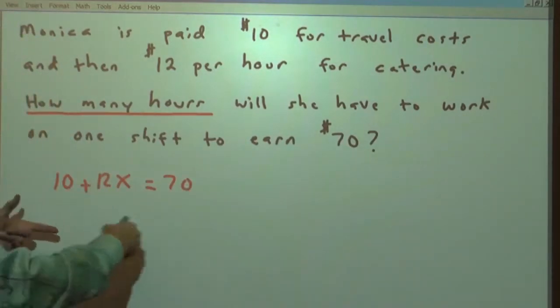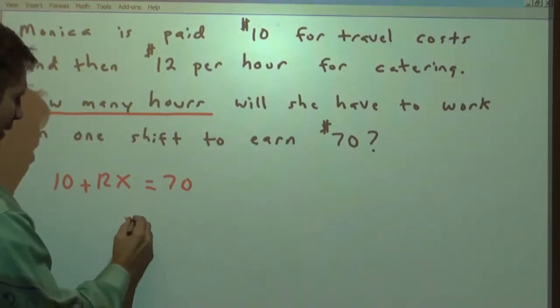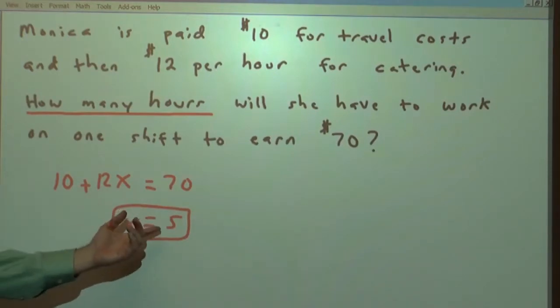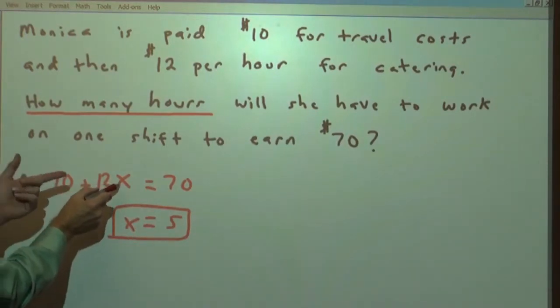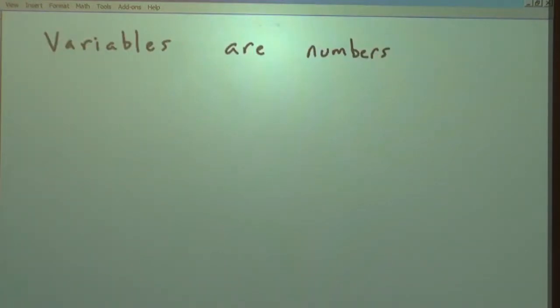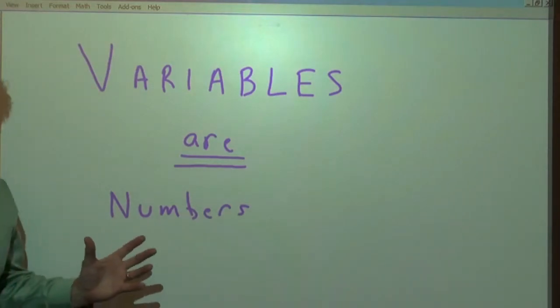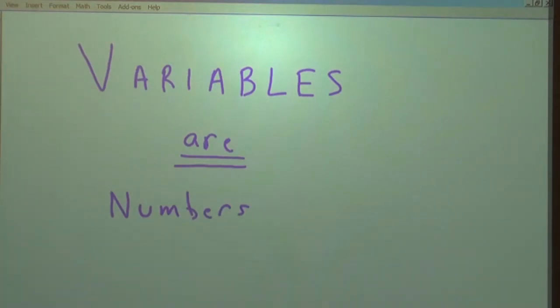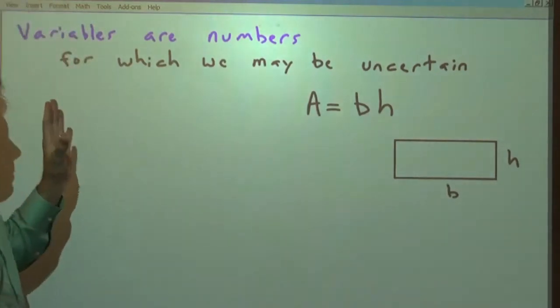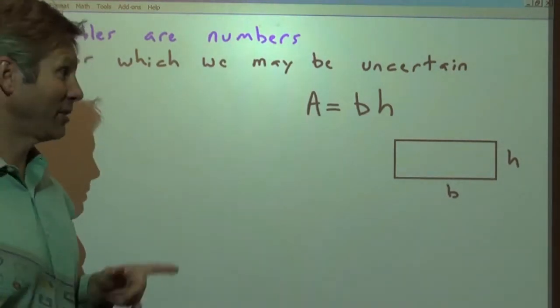And then we go ahead and solve, we subtract the 10, we divide by 12, and we're going to get 5 if she works 5 hours. Well, now we know what the number is, but we just had to represent that unknown number with the variable so that we could manipulate the problem and find our answer. Variables are numbers. That's the important thing to remember. They behave like numbers. We get rid of them like numbers because variables are numbers. But they may be numbers for which we're uncertain about their value.